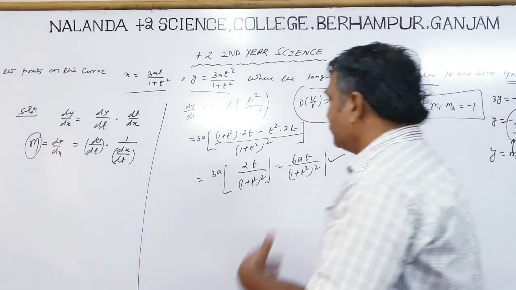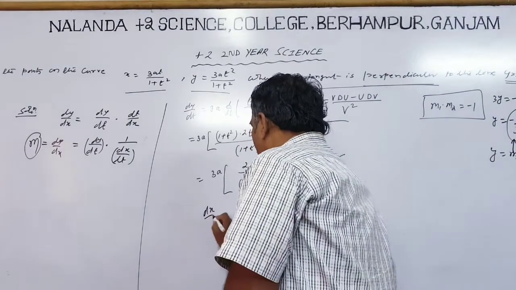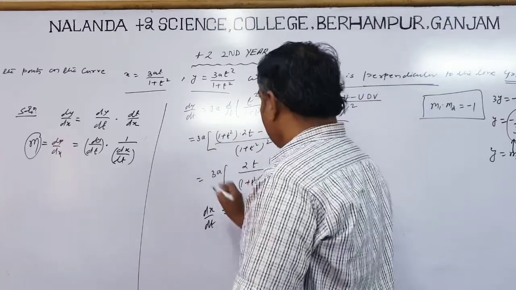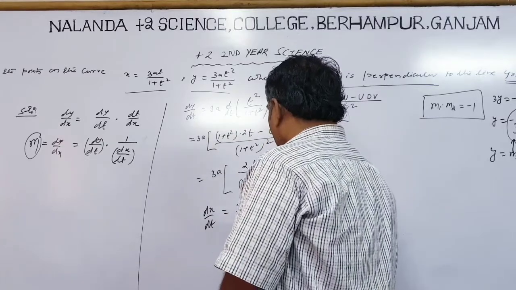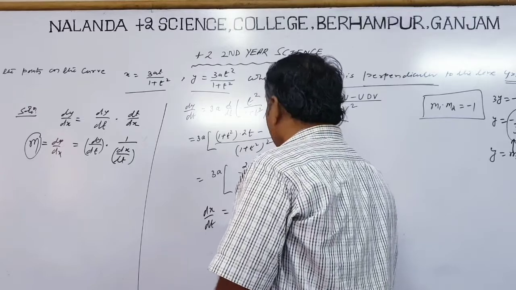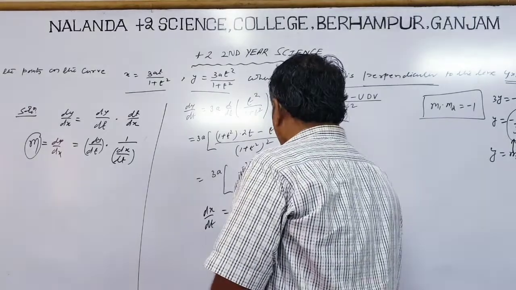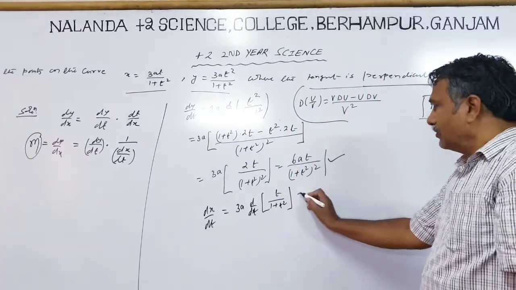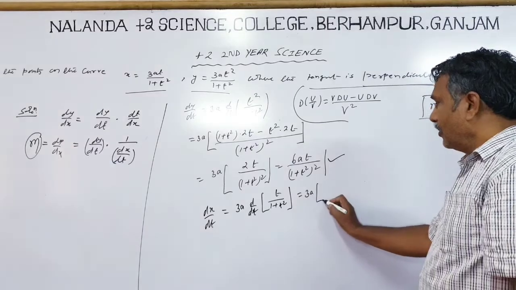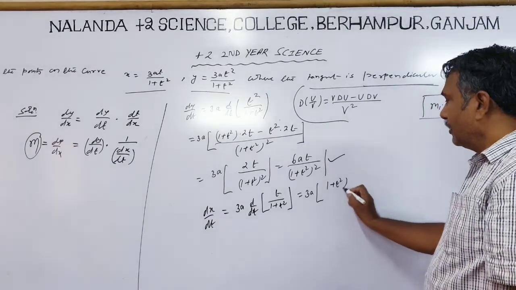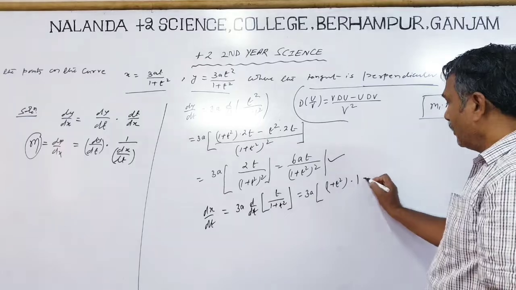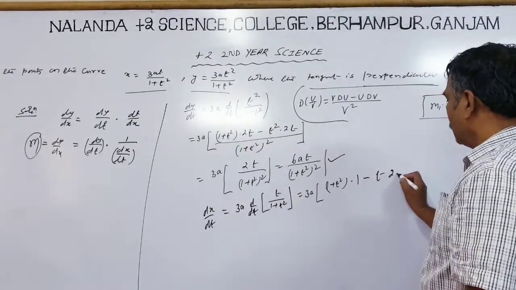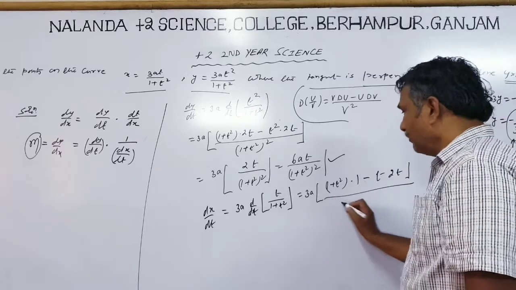Okay. Then next we find dx by dt. So dx by dt means 3a, taking out common, the derivative of t by 1 plus t square. Then use the same formula again. Now 3a, (1 plus t square) times the derivative of t, which is 1, then minus t times the derivative of 1 plus t square, which is 2t, divided by v square.